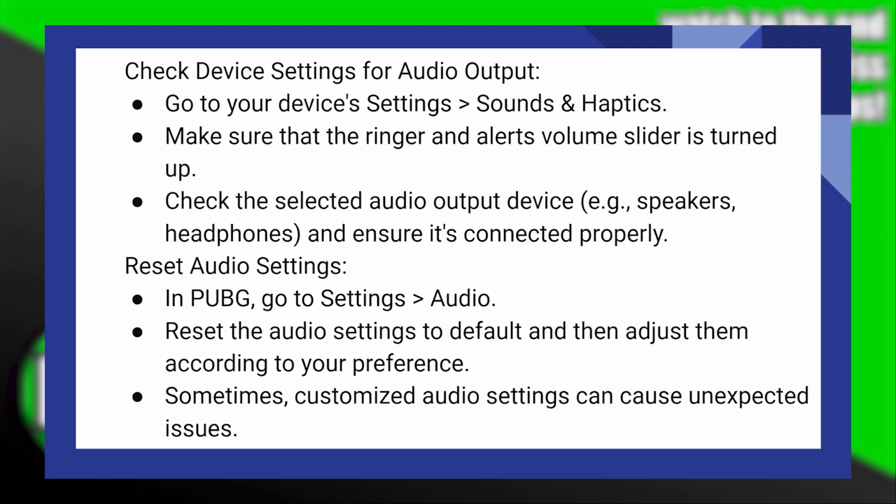Now, access your device's settings and then navigate to Sounds and Haptics. Make sure that the ringer and alert volume slider is turned up. Check the selected audio output device and ensure it's connected properly.